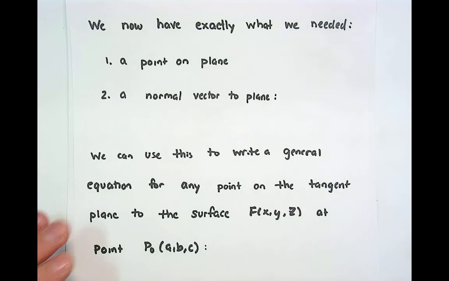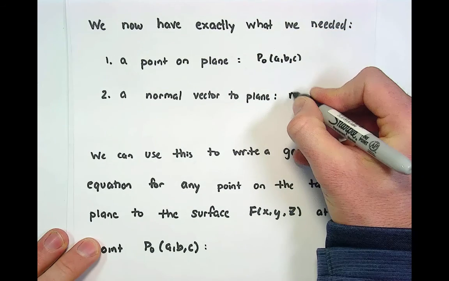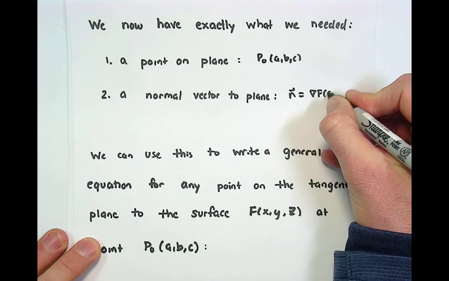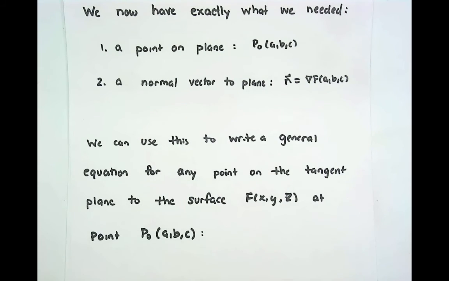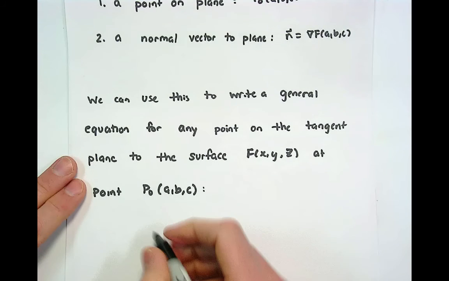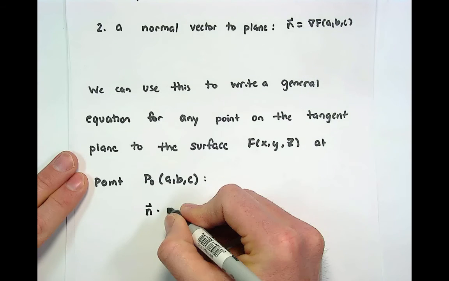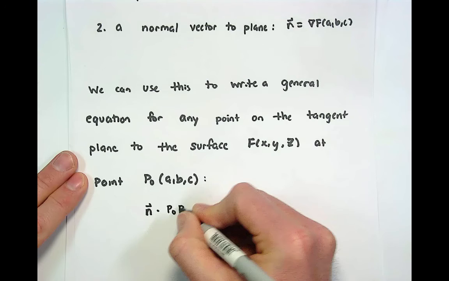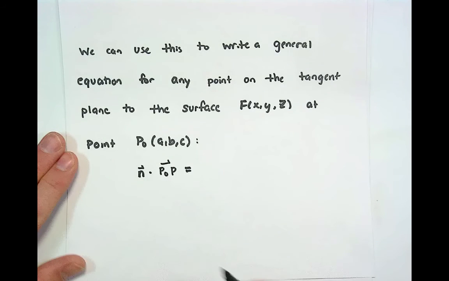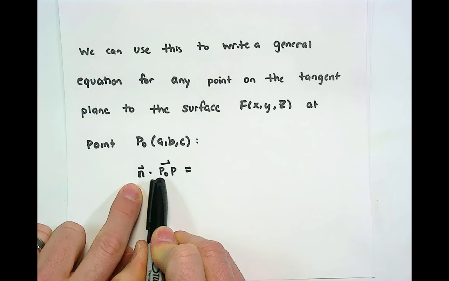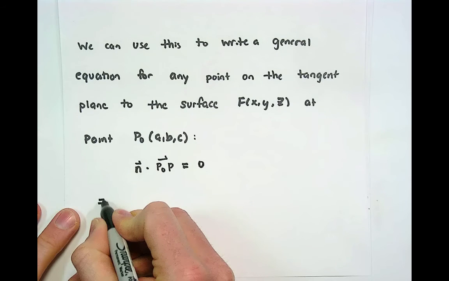We now have exactly what we needed, which is a point on the plane given by P naught of A, B, C. And we have the normal vector to the plane, which is the gradient at the input value A, B, C. And then we wanted to create the general equation for a plane. Well, we knew that the general equation for the plane was going to be the normal vector dotted with the vector that connects our specific point to any general point. And then this dot product, because the normal vector was going to be orthogonal to any vector on the plane, this dot product would be 0.